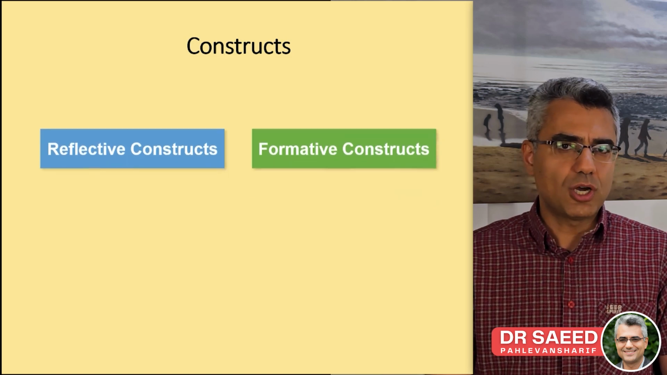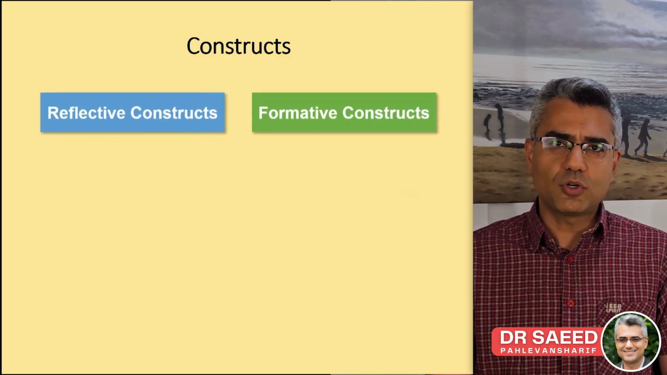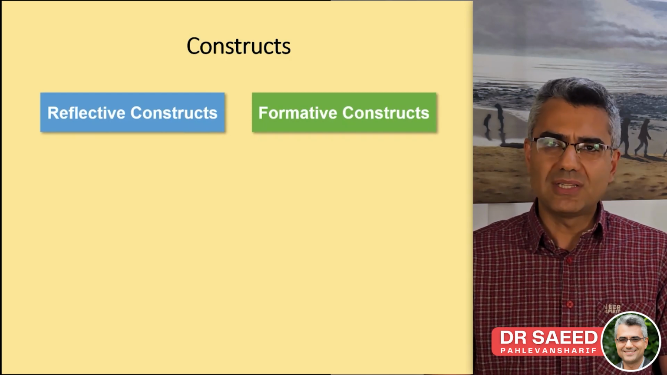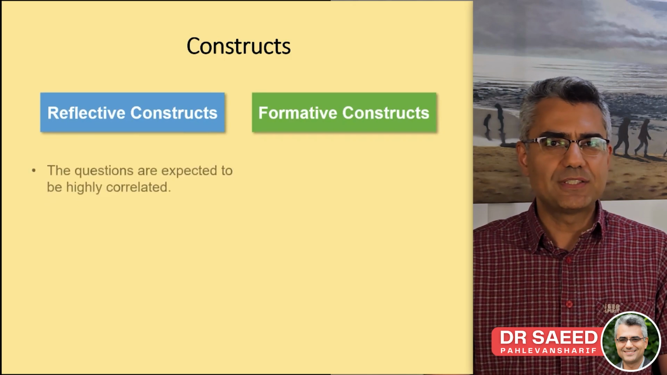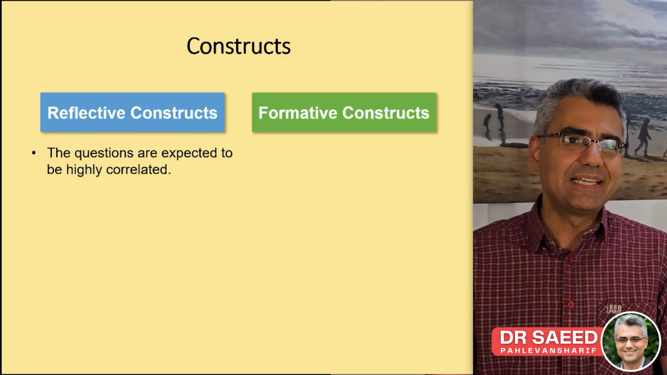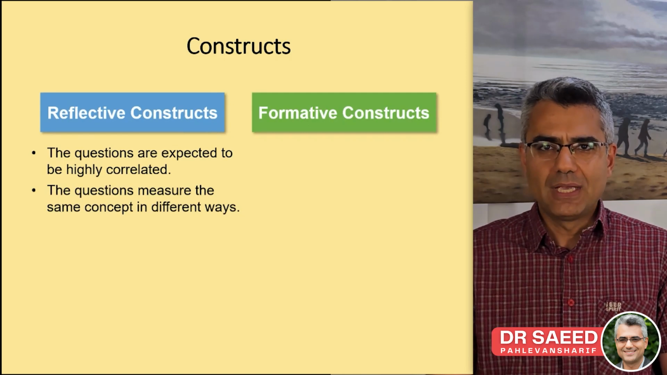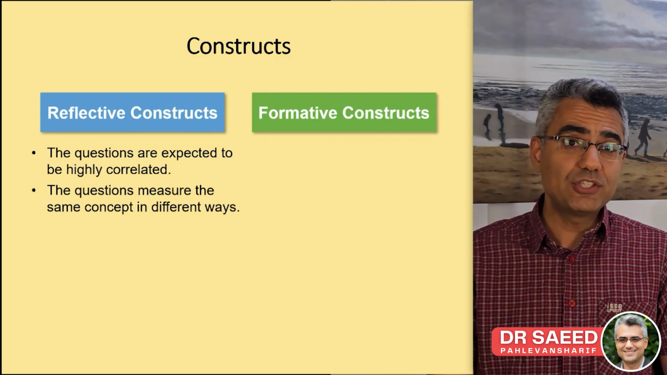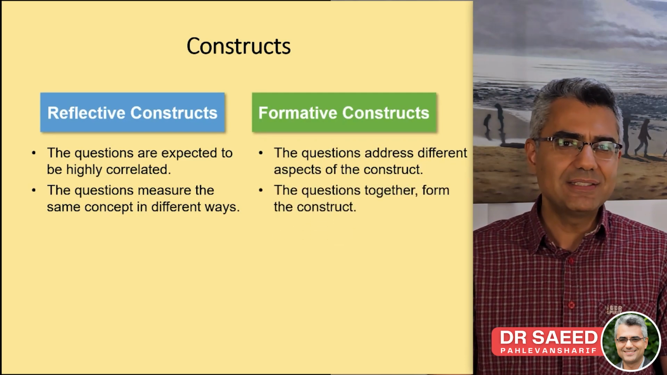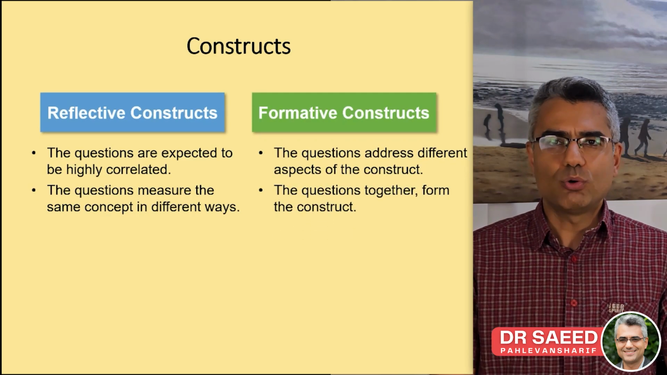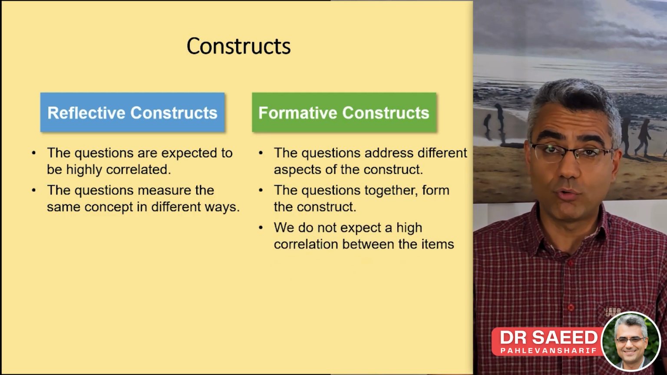Generally, there are two types of constructs, reflective and formative constructs. Both types of constructs are measured using multiple questions or items. In reflective constructs, the questions are expected to be highly correlated and interchangeable because they measure the same concept in different ways. But in a formative construct, the questions address different aspects of the construct and together they form the construct. So we do not expect a high correlation between the items or indicators of formative constructs.